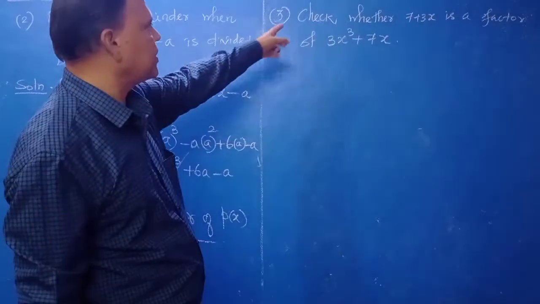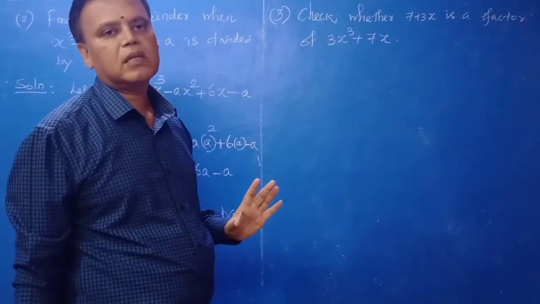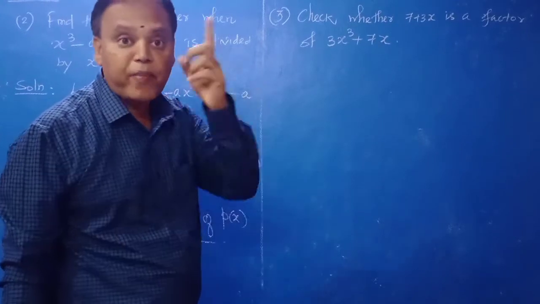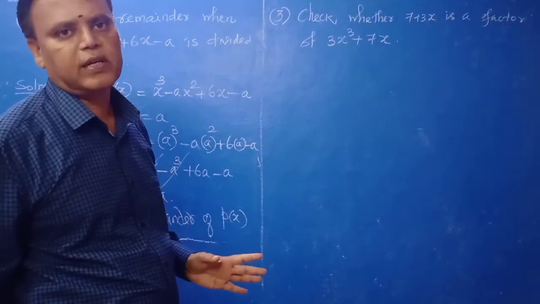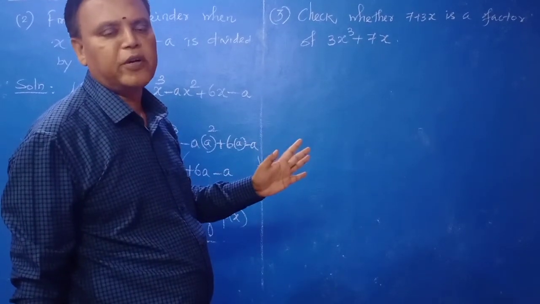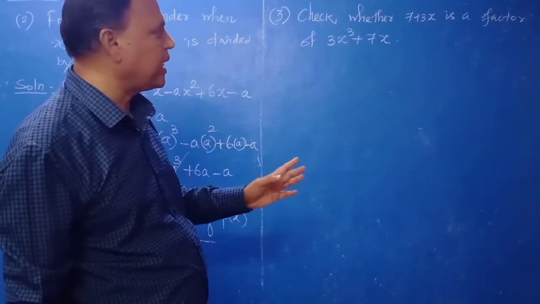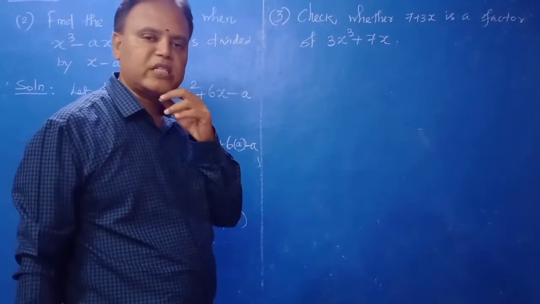So the next problem is: check whether 7 plus 3x is a factor of this polynomial. Is a factor means what? The remainder you have to get is 0. Clear? Remainder should be 0, then only it is a factor. Otherwise it is not a factor.